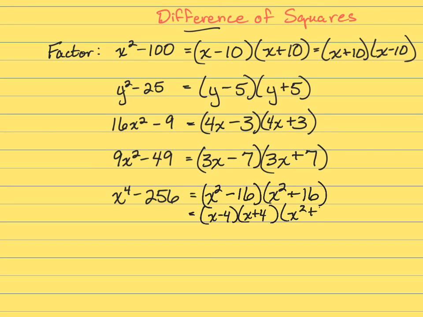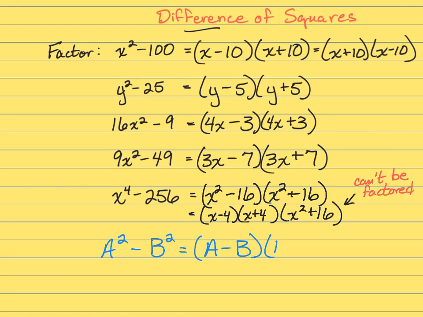x squared plus 16 is a sum of squares. We're adding two squares, and it turns out you cannot factor that. It's unfactorable. So this can't be factored. Sums of squares can't be factored, whereas differences of squares, like all of these things that we've done here, can be factored. Here's actually the formula. If you have something squared minus something else squared, they will always factor into this: the first something minus the second something, and the first something plus the second something.